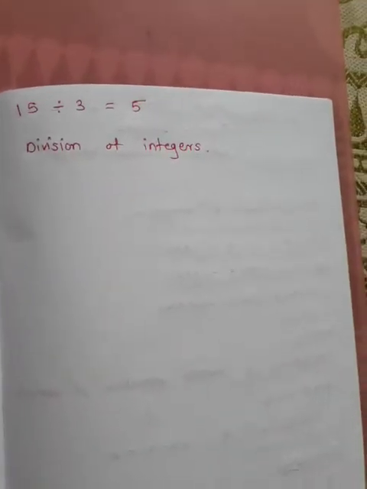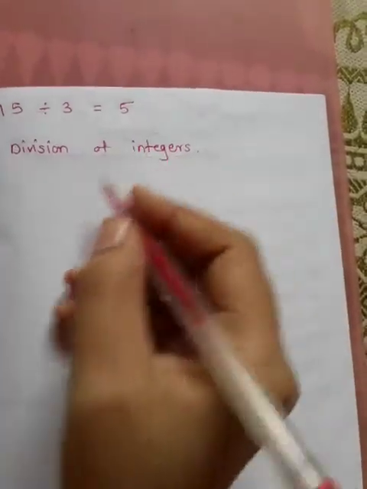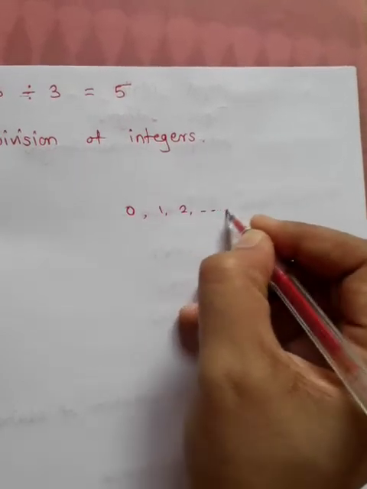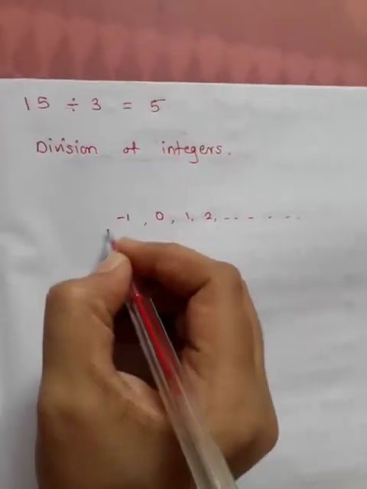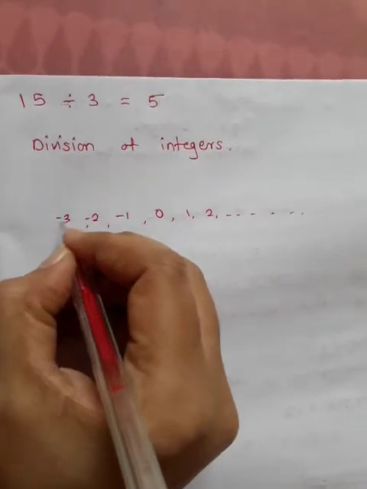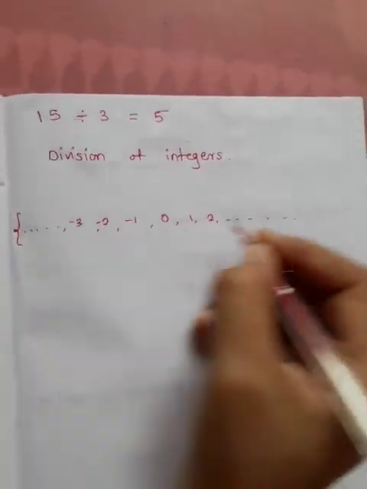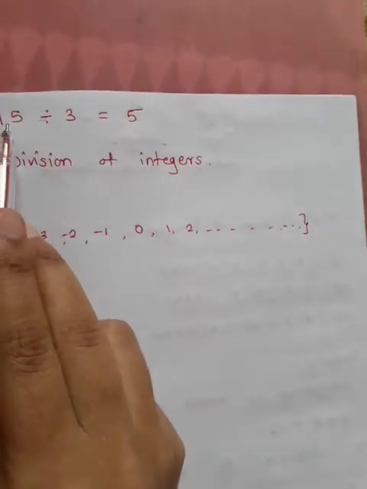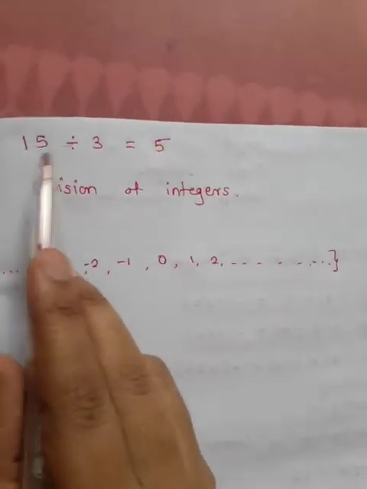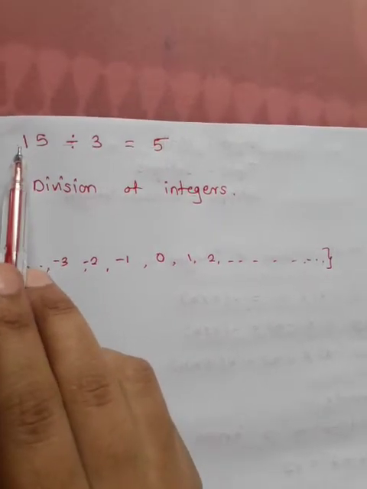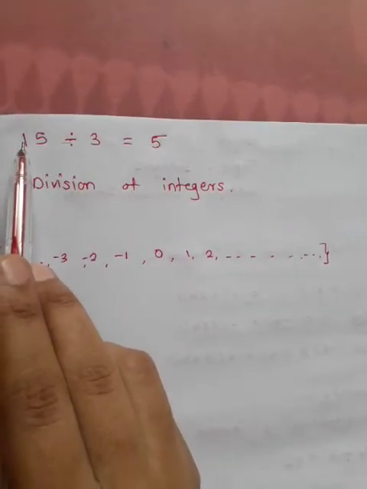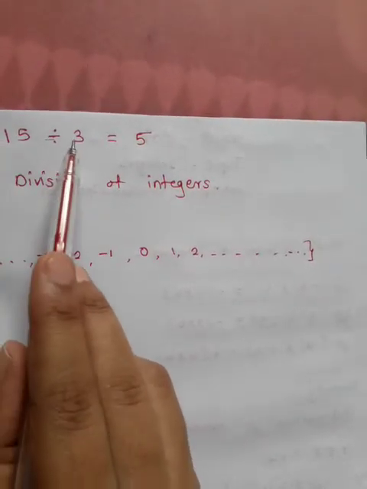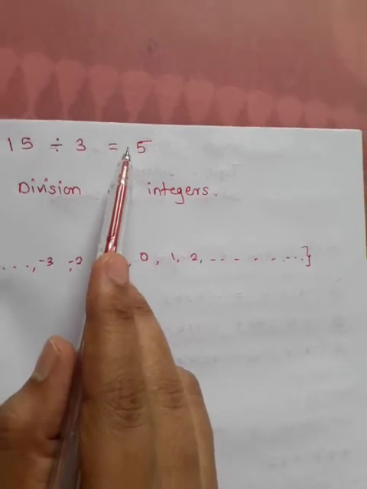But what about the division of integers? We know what the integers are. Integers are 0, 1, 2, and so on, and -1, -2, -3, and so on. When we divide a positive integer by a positive integer, we get a positive integer.